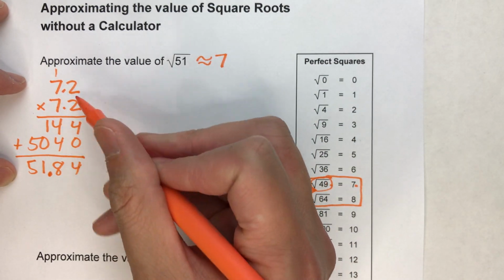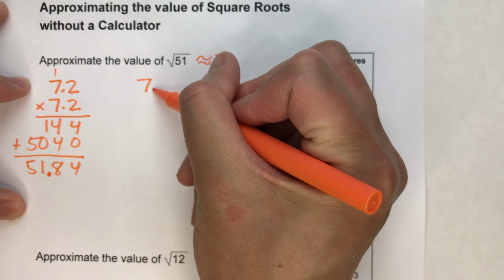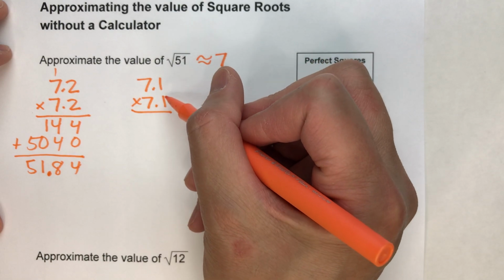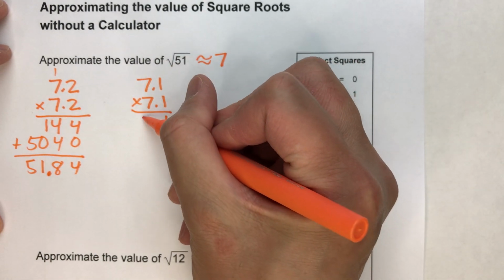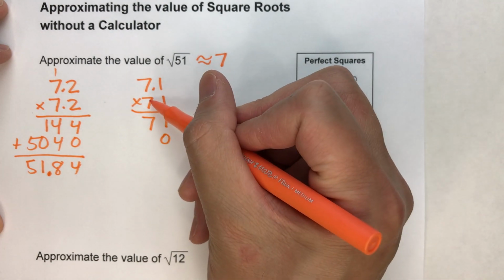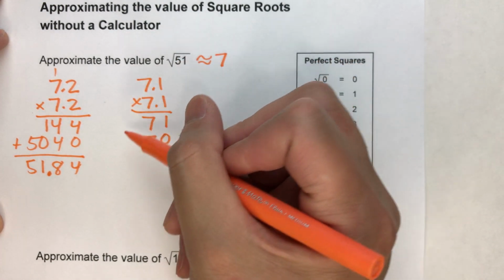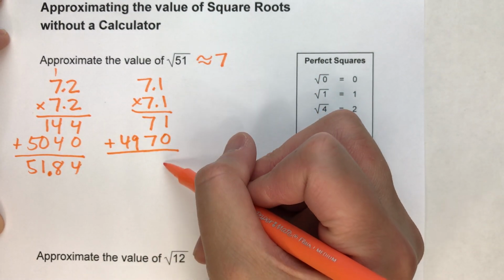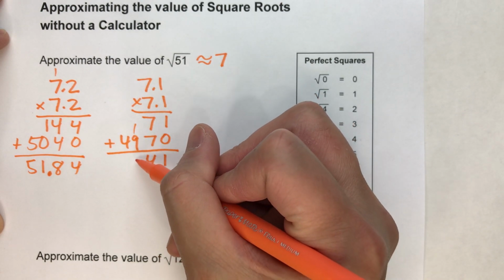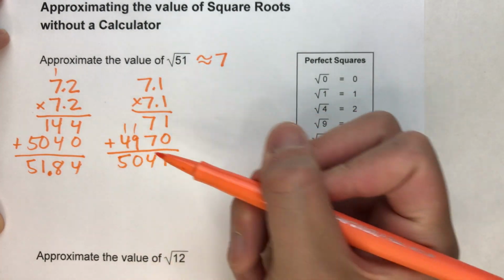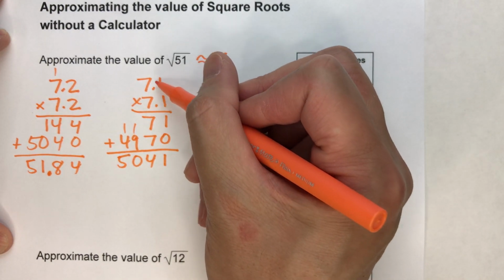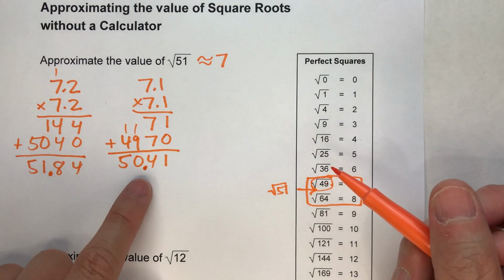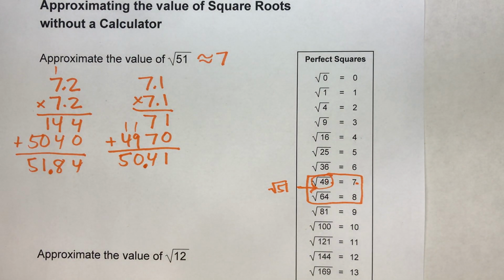Let's go a little bit smaller. Since this is a little too big, we'll try 7.1 now. All right, let's see what we get. So 7.1 times 7.1. 1 times 1 is 1. 1 times 7 is 7. 0 for the placeholder. 7 times 1 is 7. 7 times 7 is 49. And now add them up. 1, 14, carry the 1, 10, carry the 1, 5, and 2 digits behind the decimal in the original problem. So there's going to be 2 digits behind the decimal in my answer. So 50.41.